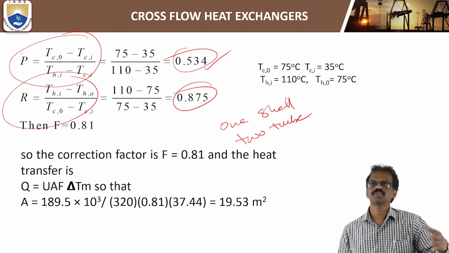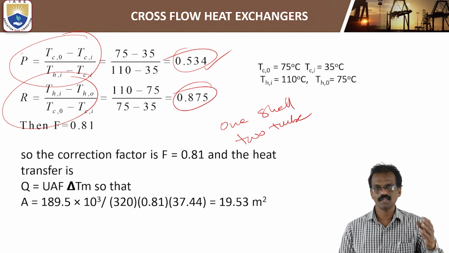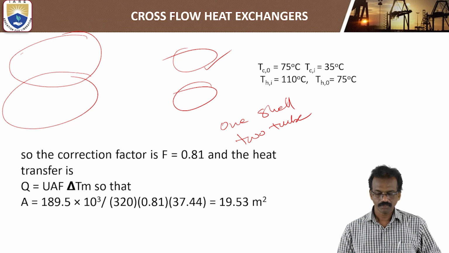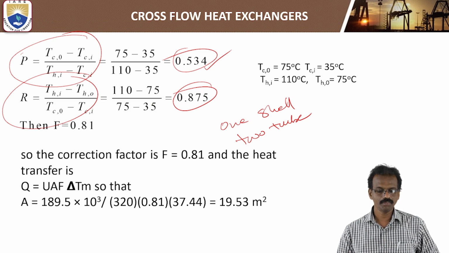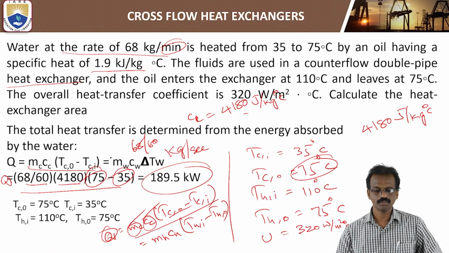Two tubes or four tubes or multiple tubes, we can use that one. That is figure 1, that is the 10.8. We can refer to that. So P is equal to 0.5, R is equal to 0.8.